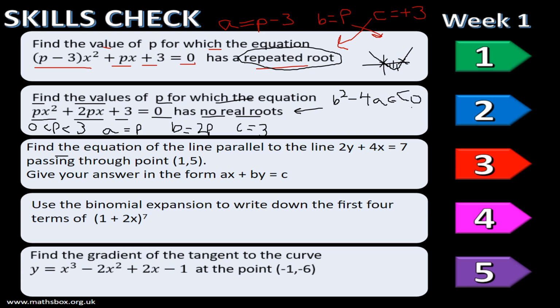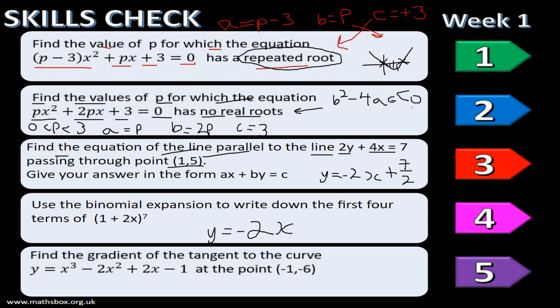Okay, question 3. Find the equation of the line parallel to the line 2y plus 4x equals 7, passing through the point 1,5. So parallel means it has the same gradient. So I'm going to rearrange it in the form y equals mx plus c. I'm going to subtract 4x and then divide by 2. So I get y is equal to minus 2x plus 7 halves, or plus 3.5, either way is fine. So this equation has a gradient of minus 2, so my new equation will be in the form y equals minus 2x plus c.